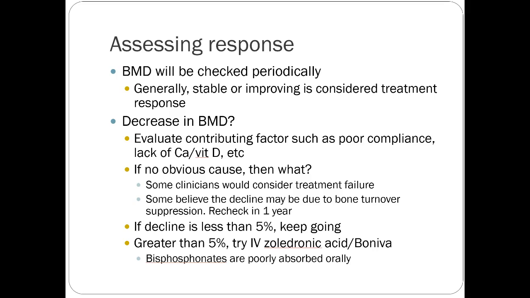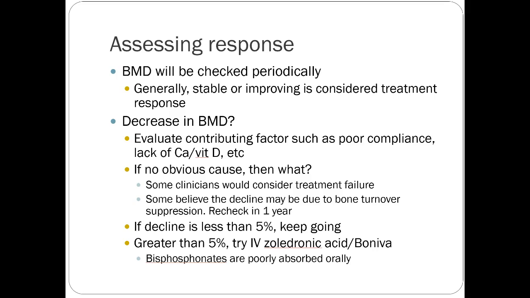However, some people will argue that you get increased bone turnover suppression within the first year of using these drugs. So to make sure you're not doing a knee-jerk reaction and taking the medication away right away, like, oh, their T-score dropped after the first 6 months of therapy, maybe give it a full year to see what kind of scores you get. You might see that score swing back up. Basically, if your decline is less than 5%, keep on going. If greater than 5%, maybe try IV zoledronic acid or IV Boniva.